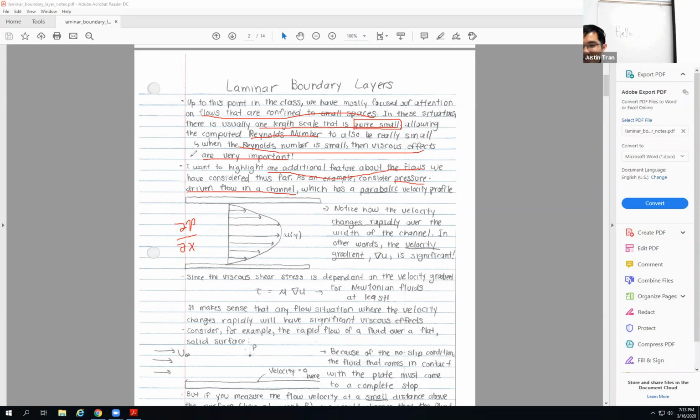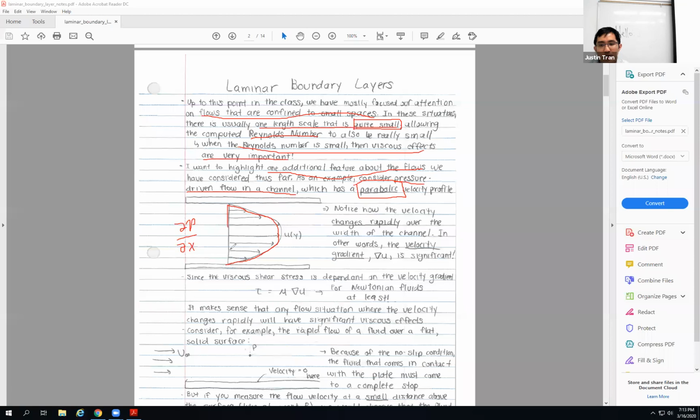That's dP dx, right? So whenever you have flow that's driven by dP dx, or sometimes it could be gravity, what tends to happen is that your velocity profile is parabolic. This is the visual depiction of that, where you have the velocity u of y, and it follows this parabolic shape. As you go from one plate to the other, it forms this parabola.